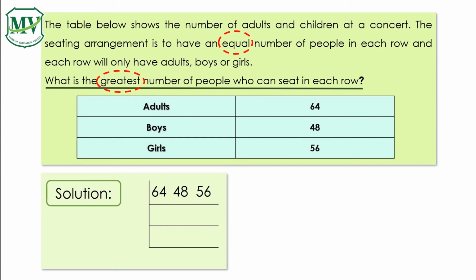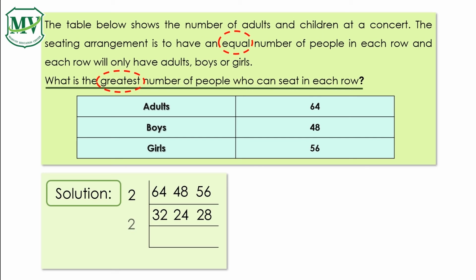64, 48, and 56. What common prime factor can we divide for these numbers? Remember to start with the smallest common prime factor. Great! Let's have 2. 64 divided by 2 is 32. 48 divided by 2 is 24. 56 divided by 2 is 28. Can we still divide it by 2?